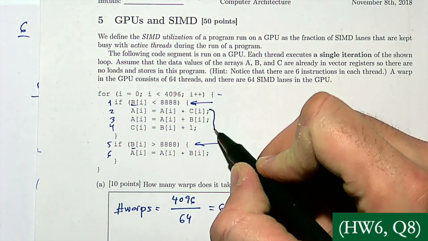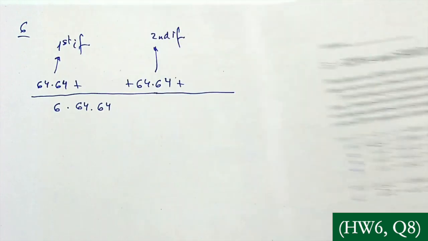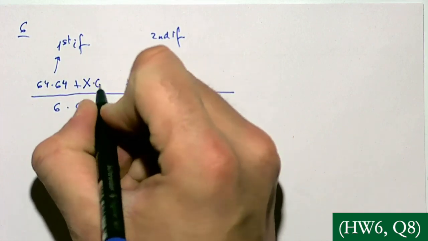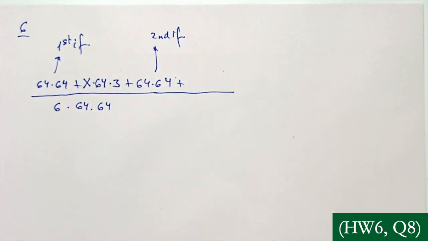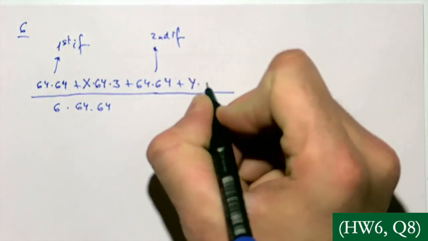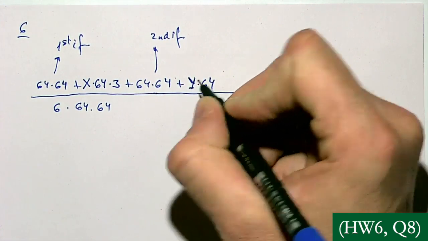The other instructions are these three and this one. We don't know that, right? We don't know how many threads are actually executing these three instructions, but it is likely that not all the threads inside the same warp execute the same instructions, right? So let's assume that there is a number of threads, X, in each warp that executes these three instructions. And there is also a number of threads, Y, in every warp that executes that sixth instruction. This is Y, it's not 4, just to make sure. Okay?